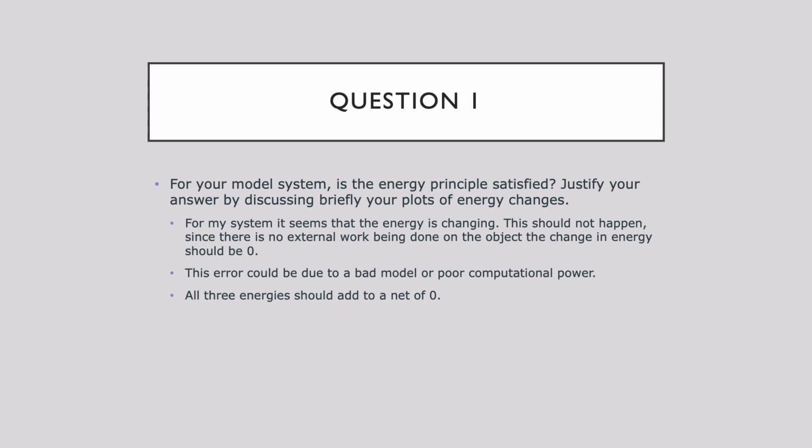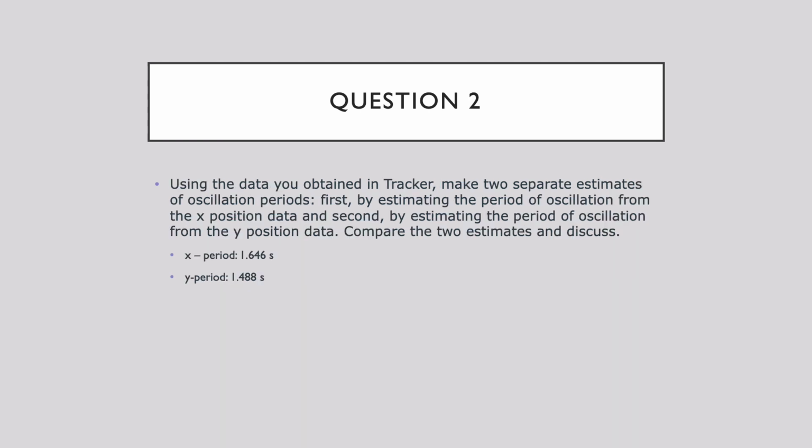So is the energy principle satisfied? Well, according to my model, it seemed like it wasn't satisfied because the energy seemed like it was changing. This shouldn't happen, and the change in energy should stay at 0. This could be due to the model being bad or poor computational power. From Tracker, I saw that the X period was 1.646 and the Y period was 1.488. This means that it's moving faster in the Y oscillation than in the X oscillation.